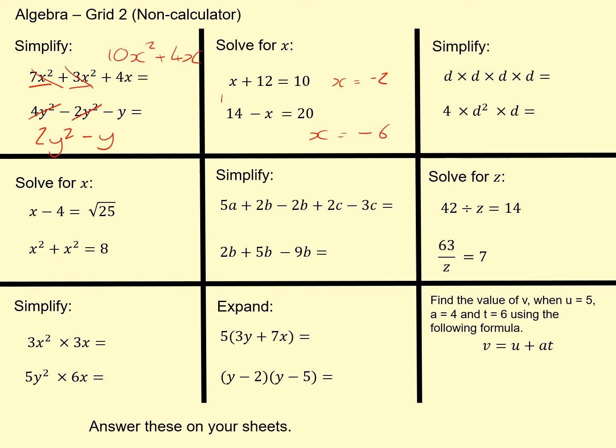So then if you think of that as 14 take away minus 6 is equal to 20, the two negatives there make it a positive. So really what we're saying is 14 add 6 equals 20, which makes sense in context.